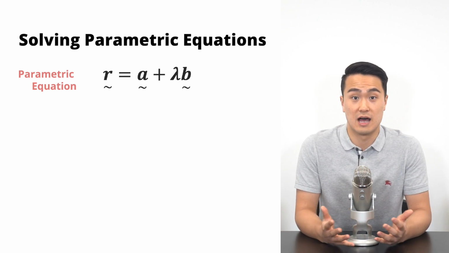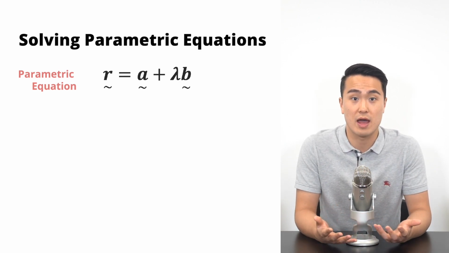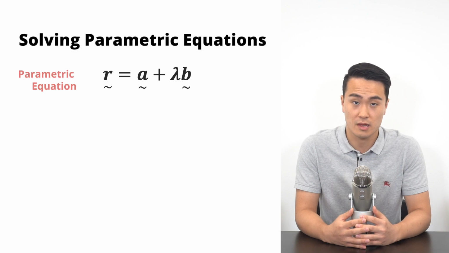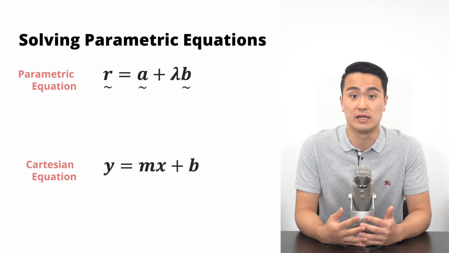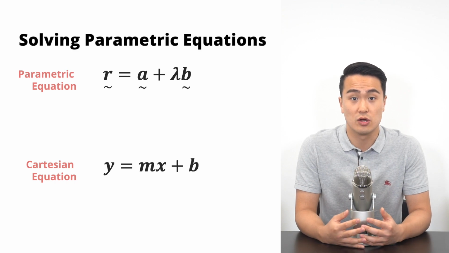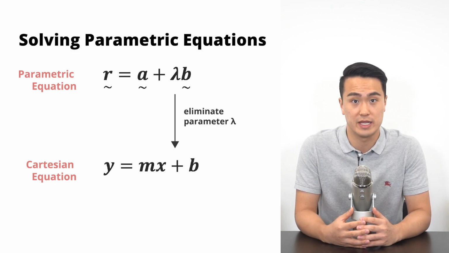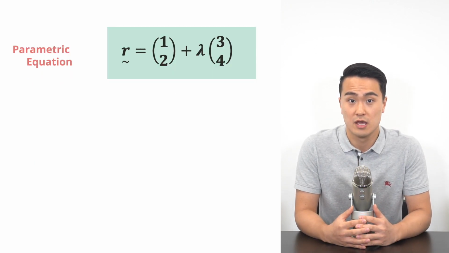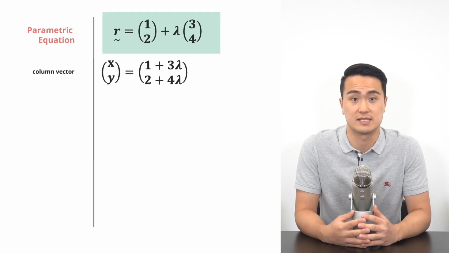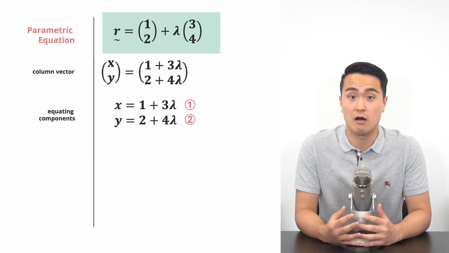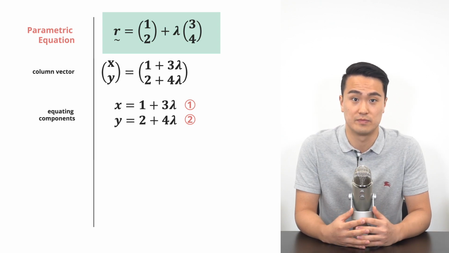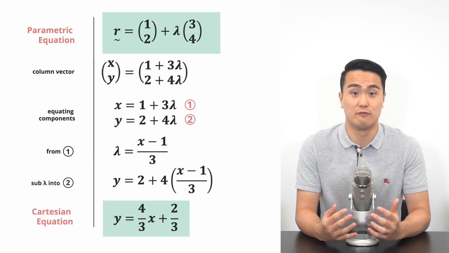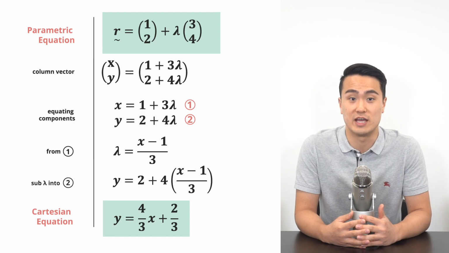This vector form of a line is called a parametric form because a parameter is just another variable used to define a relationship between x and y. But we are very familiar with dealing with only Cartesian variables x and y, so we derive the Cartesian equation by eliminating the parameter. For example, we have this parametric equation of a line. We first need to convert this into a column vector, which will allow us to equate the horizontal and vertical components separately. Now, using simultaneous equations, we can eliminate the parameter lambda, and voila, we have the Cartesian form of the equation of a line.